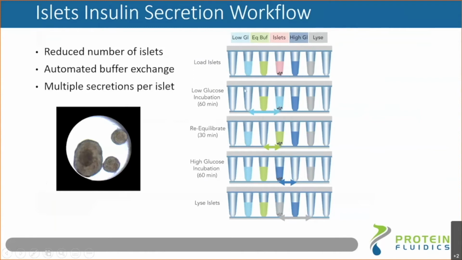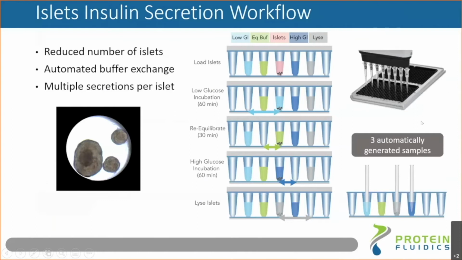In the first step, a low glucose solution is transferred in and incubated. Then that gets transferred back into a well for collection after the assay is over. We then re-equilibrate the islets with normal glucose levels and then transfer in the high glucose solution to look at the effect of higher glucose levels on insulin secretion. And then that gets transferred back. The last step is to lyse the islets to collect the total insulin or glucagon levels in the islets, a normalization step. These are all done automatically.